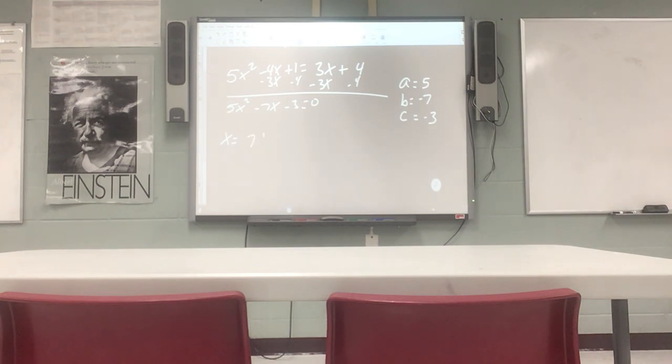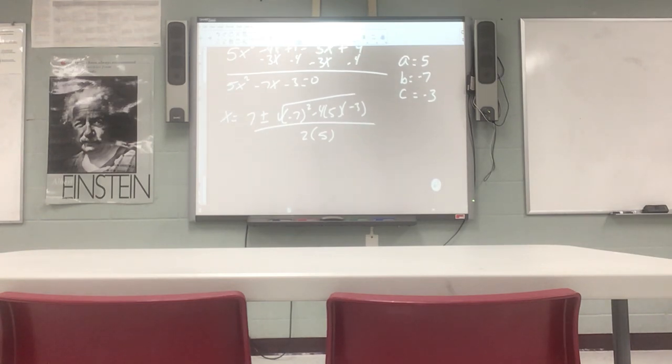X equals negative B plus or minus the square root of B squared minus 4AC all over 2A. Alrighty, so everybody okay to that point? Y'all can plug them in, set them up. Now I'm gonna simplify underneath the radical. So I've got x is 7 plus or minus the square root of negative 7 squared, which is a positive 49. Negative 4 times 5 is negative 20. And then negative 20 times negative 3 is a positive 60.